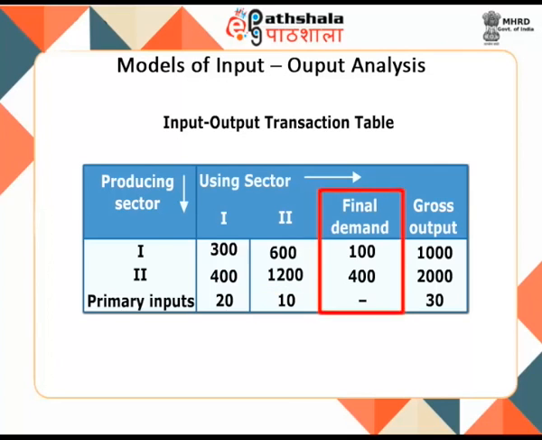The column of final demand shows that for final consumption, the economy needs 100 units of Industry 1's output and 400 units of Industry 2's output. The last column shows the total output produced by the two industries and the total requirement of primary input labor.